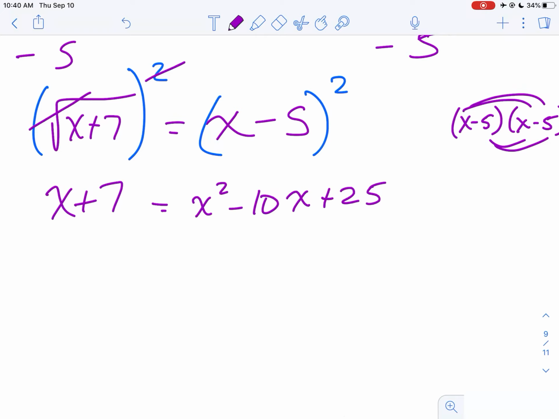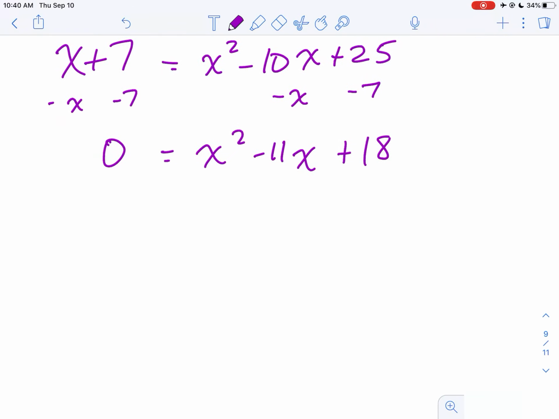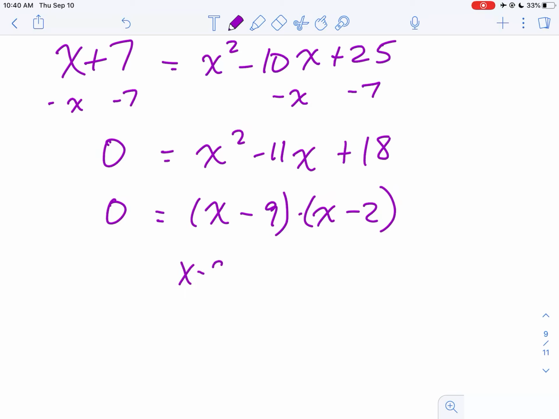This is now a quadratic equation. You could solve it a number of ways. I'm going to go ahead and subtract 6x and subtract 7 over. That gives me 0 equals x squared minus 11x plus 18. From here, you could use a calculator, or you could use the quadratic formula. I'm going to factor. If you're comfortable with factoring, that's typically going to be the quickest way to get your solution. So using the zero product property, we know that x minus 9 could be 0 and x minus 2 could be 0, right? In either case, it would make the equation 0. So x equals 9 and x equals 2.